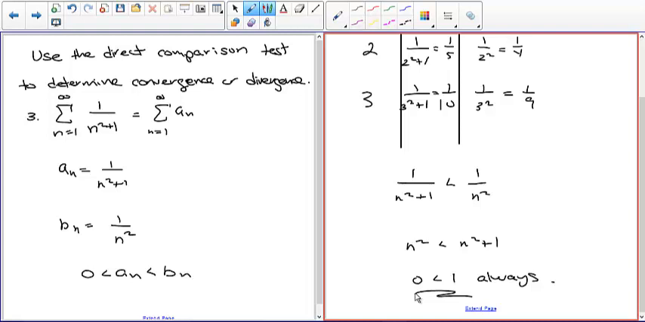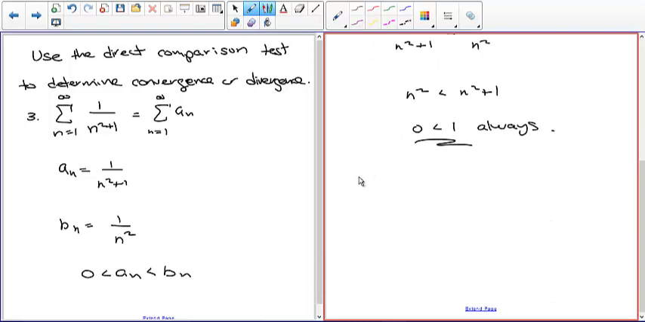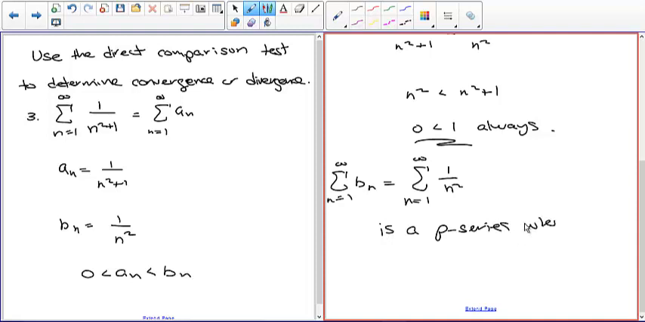Now once you have proved that a sub n is always less than b sub n, then you look at the convergence of b sub n. So what we can say is that the summation from n equals 1 to infinity of b sub n, which is the summation from n equals 1 to infinity of 1 over n squared, is a p-series where p equals 2.